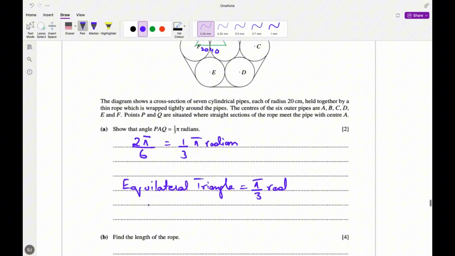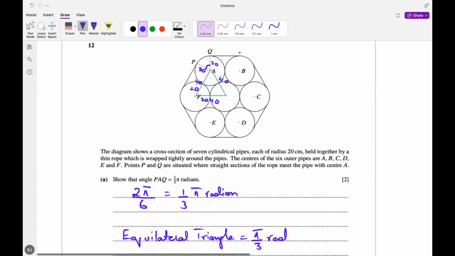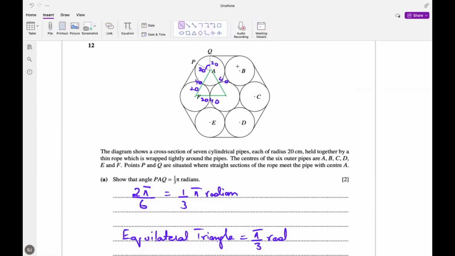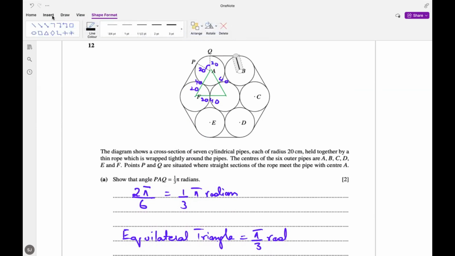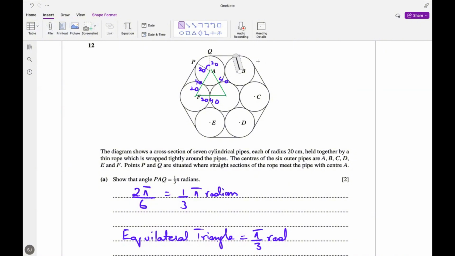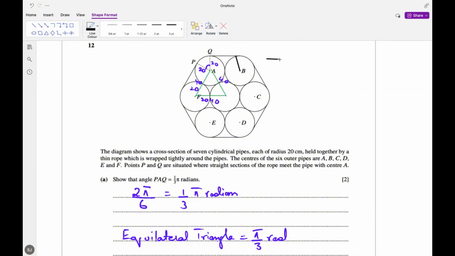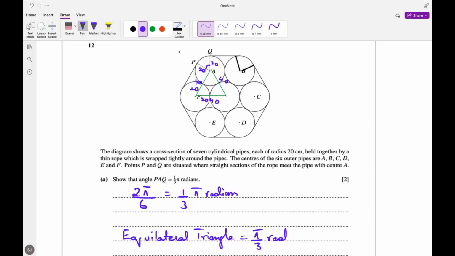In part B, we have to find the length of the rope. So the rope is around this whole shape. Now we can divide this into 6 different parts. So let's say each circle will have a sector. If I make a line around each of these circles, I will have six sectors, and each of these sectors will have an angle of pi upon 3, and the radius will be 20 centimeters.